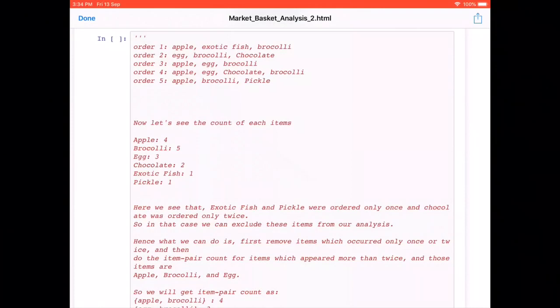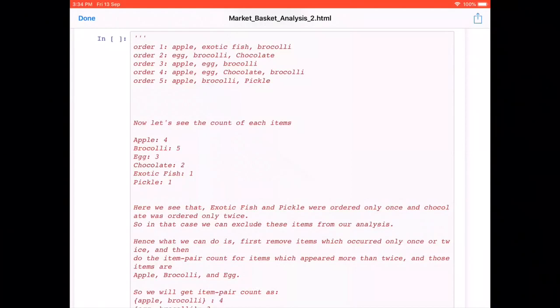Today we are going to look into part 2 of our market basket analysis or recommendation system. In the last video, we covered how to prepare the number of item pairs. Say for example we had two orders with different items, and we would like to see the count of each of those item pairs.